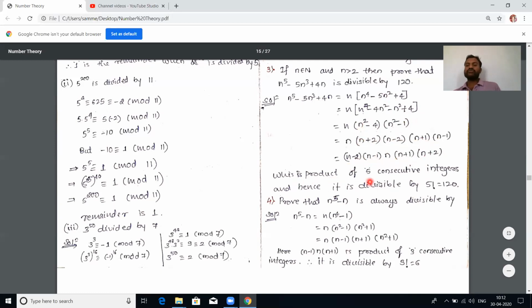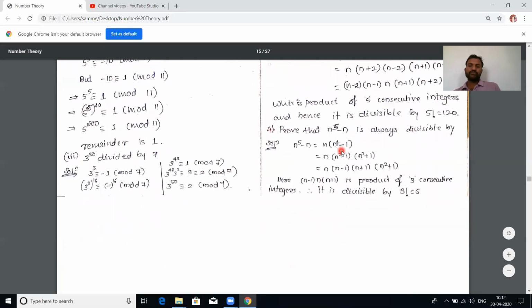So this is the product of 5 consecutive integers, and hence it is divisible by 5 factorial. This theorem you have also proved. So it is divisible by 5 factorial, and 5 factorial is nothing but 120. So therefore, n raised to 5 minus 5n cube plus 4n is divisible by 120.